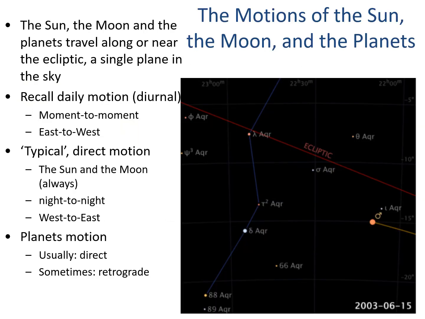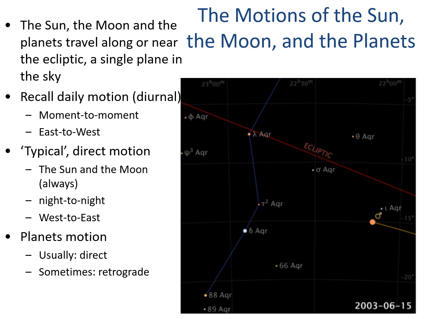So the sun and the moon travel along the path of the ecliptic, more or less the same plane in the sky, and they travel very constantly. The sun and the moon are very constant. The sun takes about a year to go all the way through the celestial sphere along the path of the ecliptic, and the moon takes about a month to go all the way through the celestial sphere. But they do so constantly. They don't slow down, they don't change direction. The sun and the moon travel constantly and directly. And this motion is west to east. So this is in the opposite direction than diurnal motion, but on a much slower time scale.